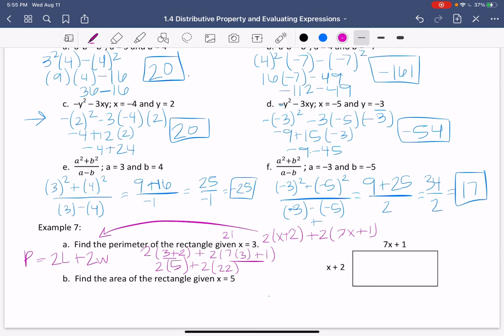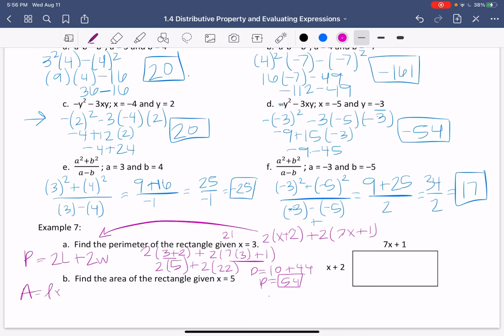All right. Don't have much room to work this out. So 2 times 5 is going to give us 10. 2 times 22 is going to give us 44. So then we have 10 plus 44, which gives us 54. So P equals 54. Make sure you're labeling it P equals. We need that to be labeled as the perimeter, because the next question is going to ask us to find the area. So remember, our area formula is area equals length times width.